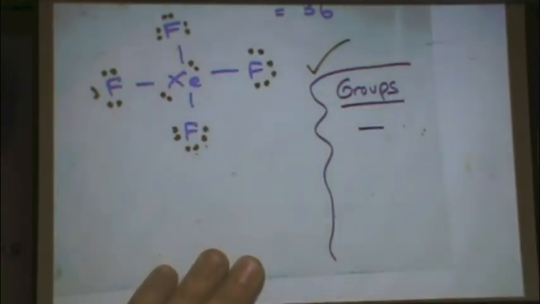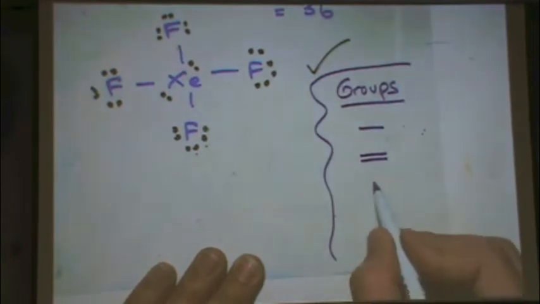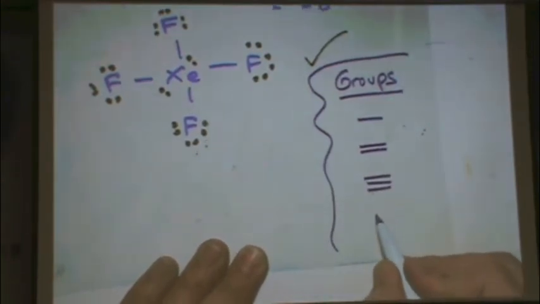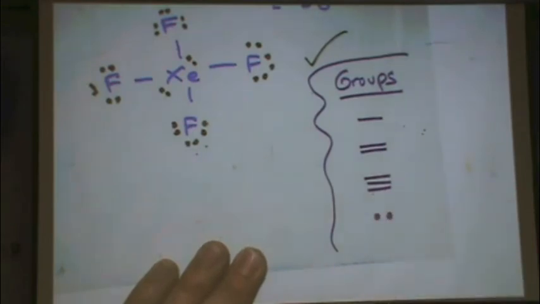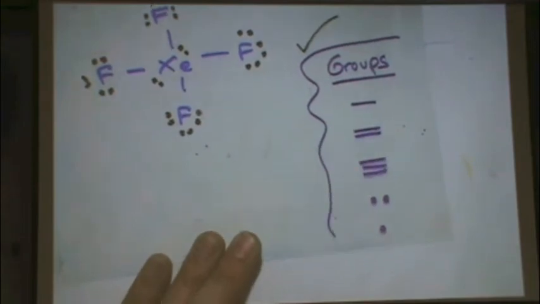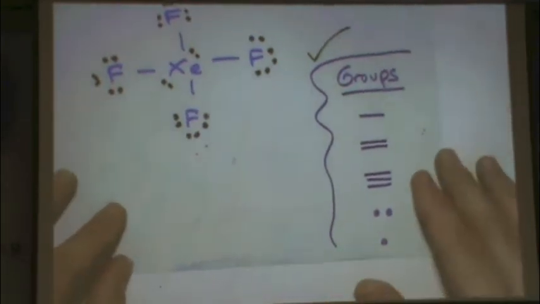A single bond is 1 group. A double bond is 1 group. A triple bond also counts as 1 group. A lone pair will count as 1 group. And then an odd electron or free radical will count as 1 group. So all 5 of those, or really any electronic species that goes together, or entity I guess I should say, would count as 1 group.